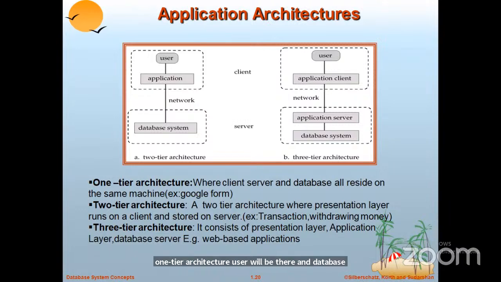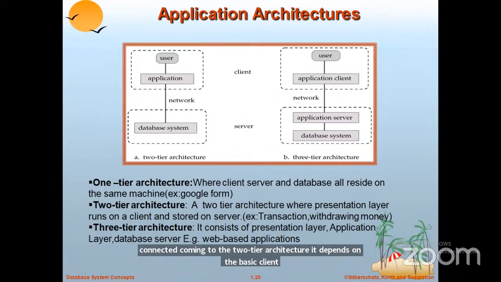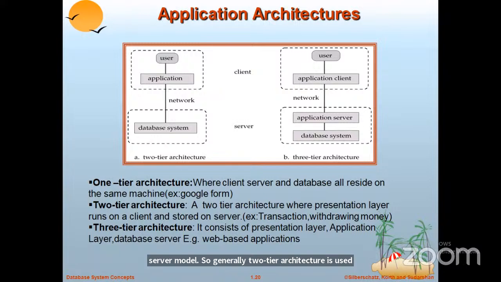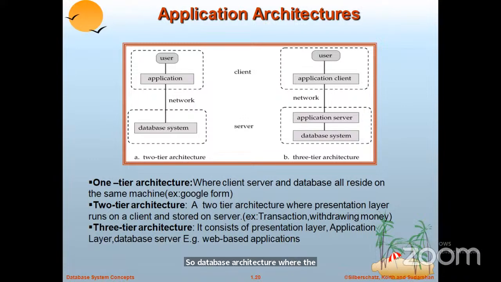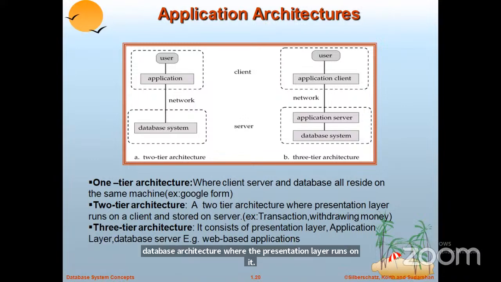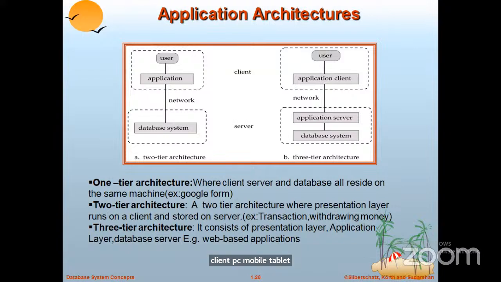Coming to the two tier architecture, it depends on the basic client server model. Generally two tier architecture is used in different technologies like Oracle, Sybase, Microsoft SQL Server. So here in two tier architecture, there are two layers, the server layer and the client layer. In this database architecture, the presentation layer runs on a client, PC, mobile, tablet, and our data is stored on a server. This is called second tier architecture or two tier architecture.